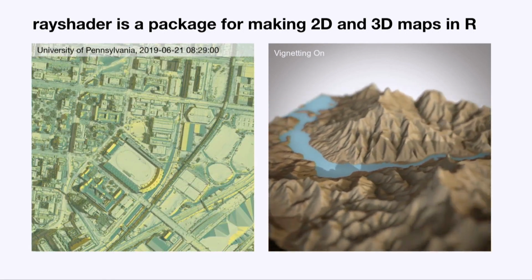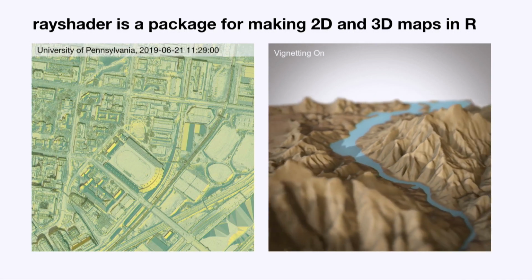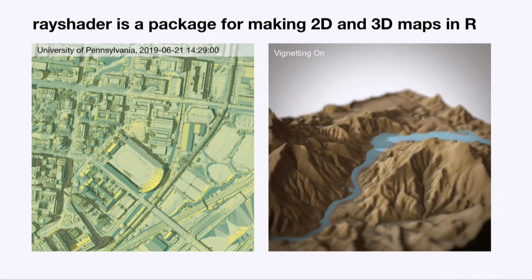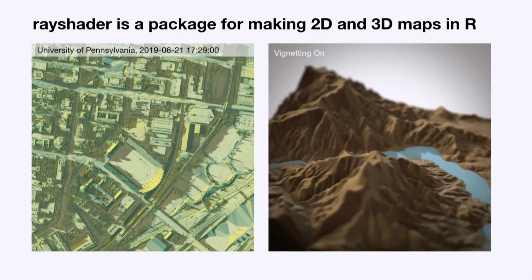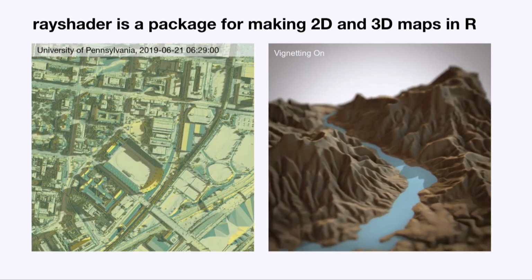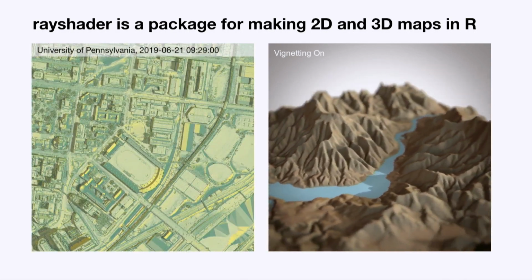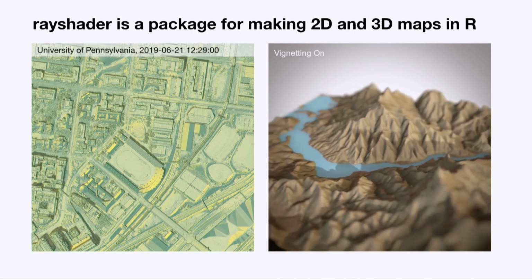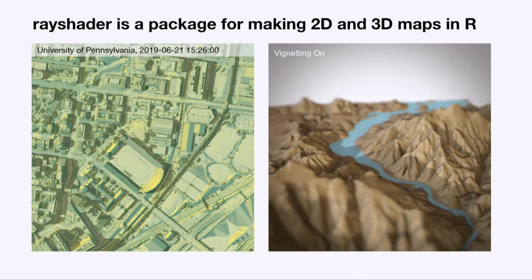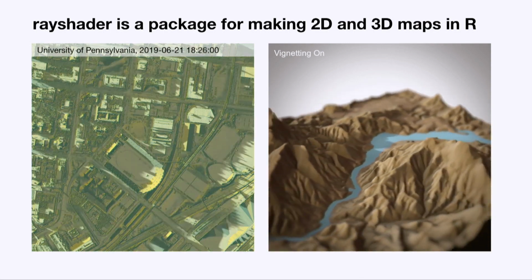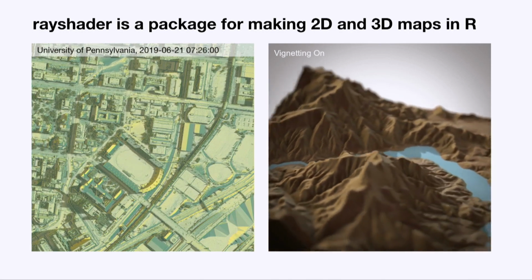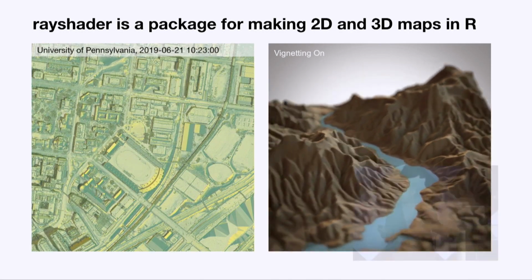Rayshader also includes functions that you can apply post-processing effects to enhance these 3D maps. Here I've added a depth of field effect to blur areas away from the focal point, as well as a camera vignetting effect to add a subtle darkening around the edges like you'd see in a DSLR. This 3D visualization was created entirely in R with no external software required.